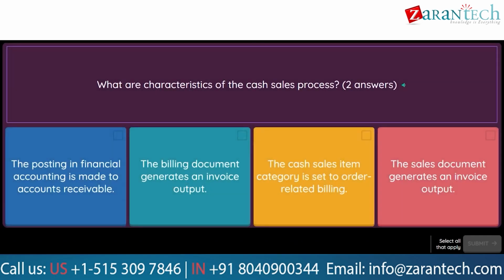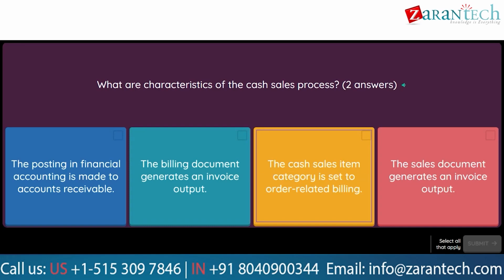Question: what are characteristics of the cash sales process? 2 answers. Option 1. The posting in financial accounting is made to accounts receivable. Option 2. The billing document generates an invoice output. Option 3. The cash sales item category is set to order-related billing. Option 4. The sales document generates an invoice output.